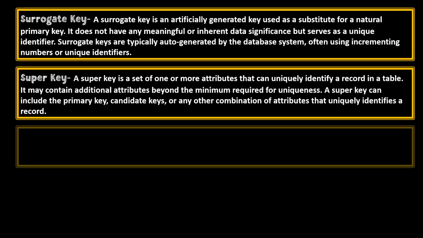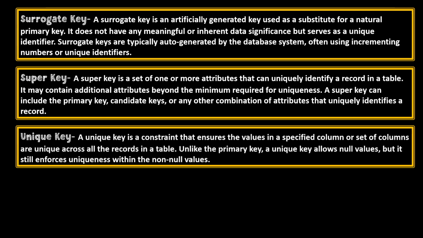Unique key. A unique key is a constraint that ensures the values in a specified column or set of columns are unique across all the records in a table. Unlike the primary key, a unique key allows null values, but it still enforces uniqueness within the non-null values.